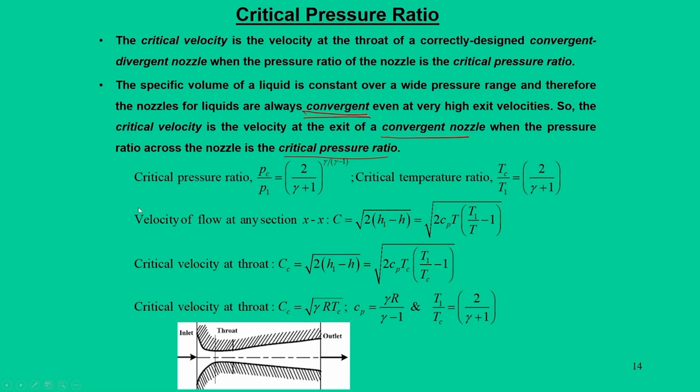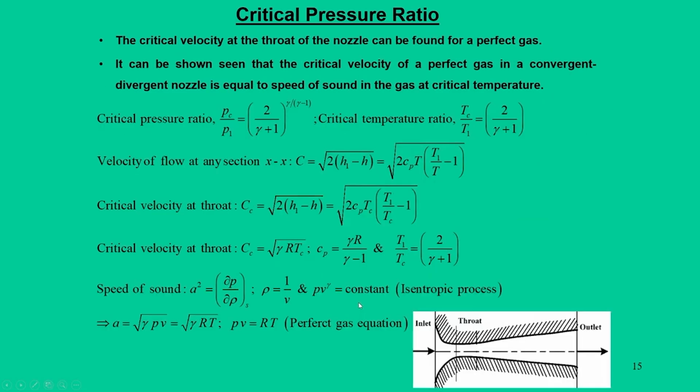We have already derived the expression for the velocity of the flow at any section x-x, that is C. From this we can find the critical velocity at the throat by putting in the enthalpy term and neglecting C1, which goes to 0. Then we can find the critical velocity at the throat, considering that Cp is equal to γR by (γ−1) and T by Tc is equal to 2 by (γ+1).